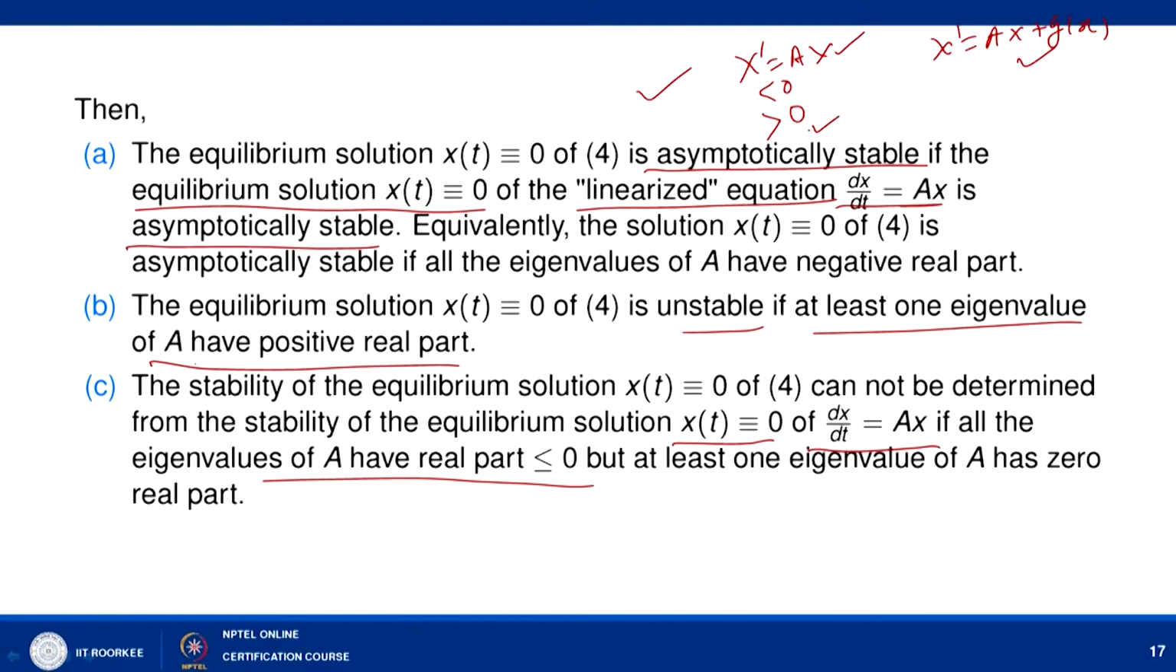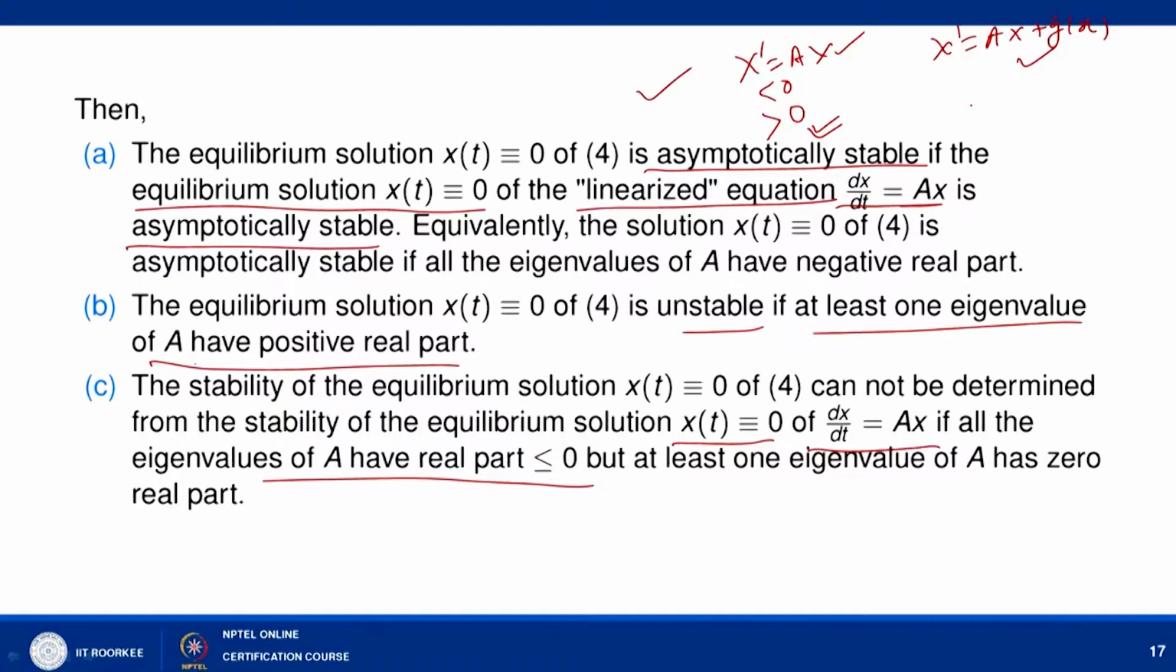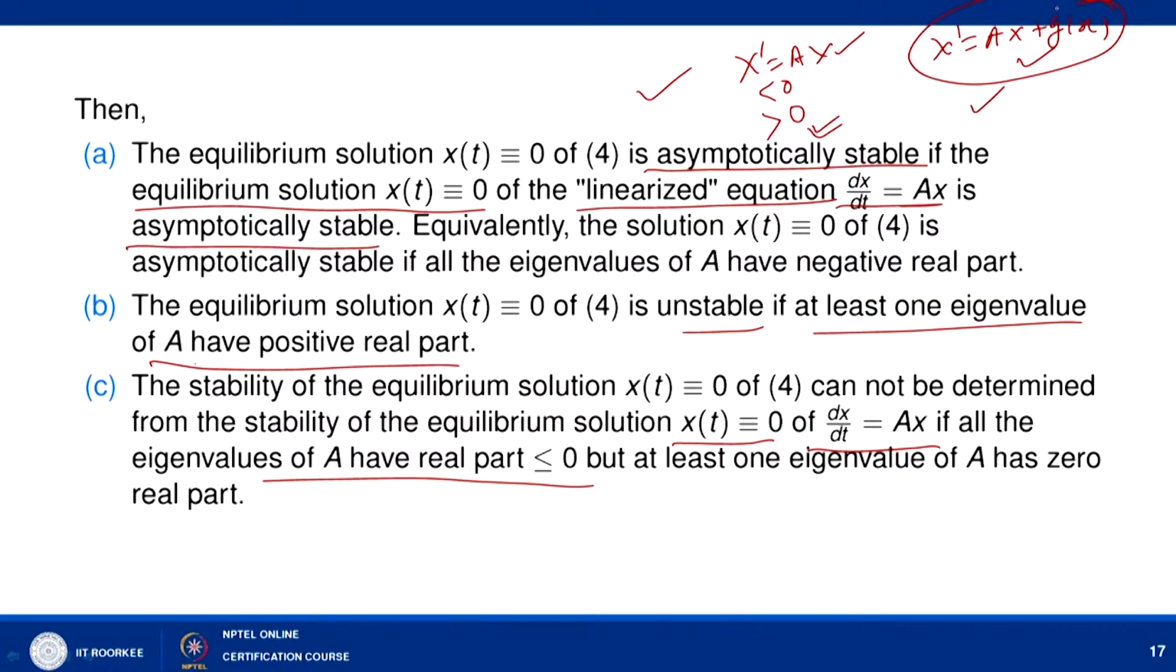But in part C, when the real parts of the eigenvalues may be 0, the stability of x' equal to Ax plus g(x) may not be determined as we have determined for x' equal to Ax. In fact, we simply say that when some of the eigenvalues of A have zero real part, it will depend on g(x) whether the equilibrium solution is unstable or stable.